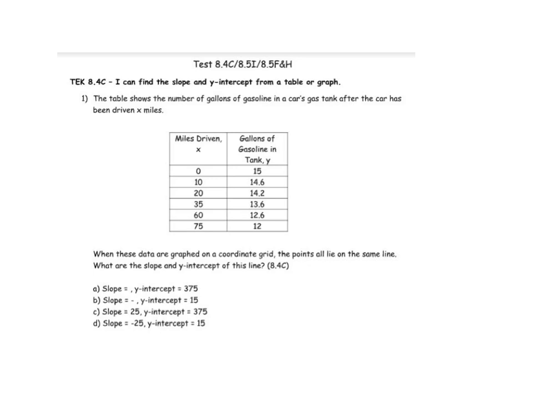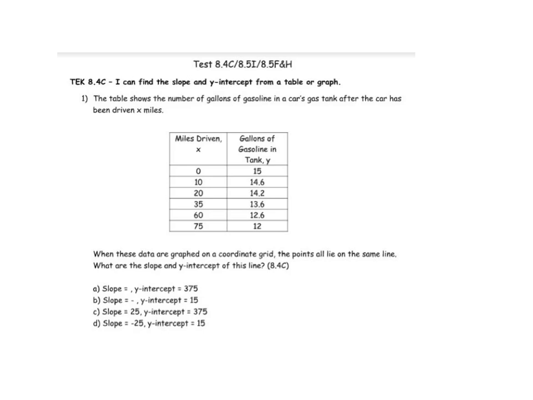1. The table shows the number of gallons of gasoline in a car's gas tank after the car has been driven X miles. When these data are graphed on a coordinate grid, the points all lie on the same line. What are the slope and y-intercept of this line?